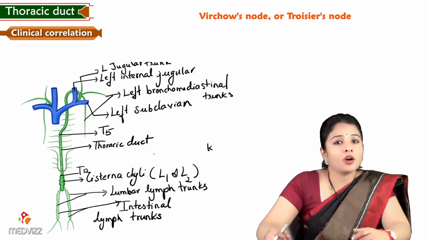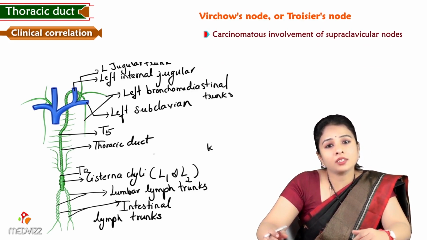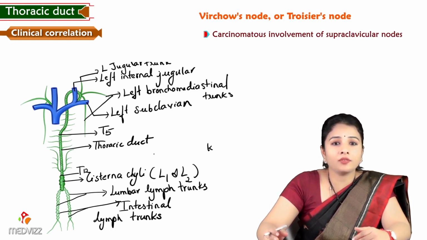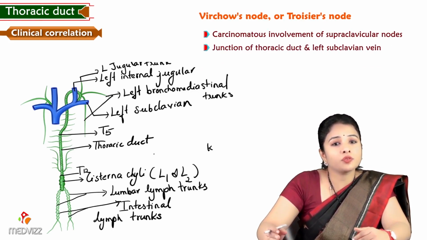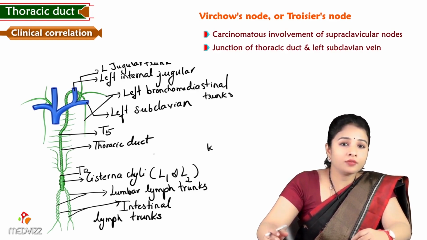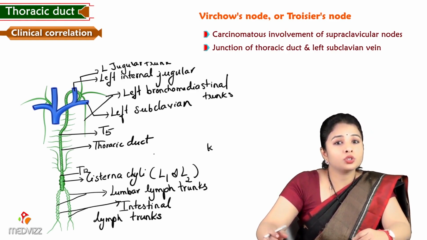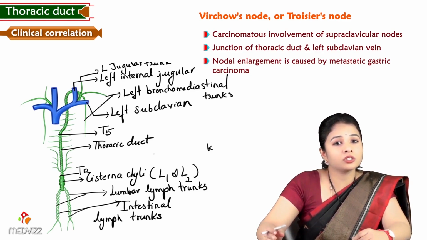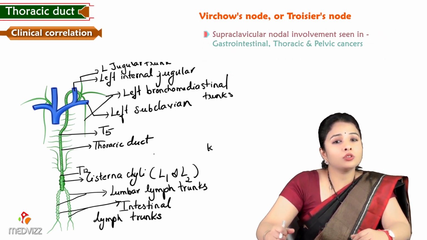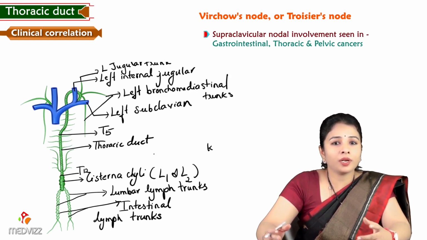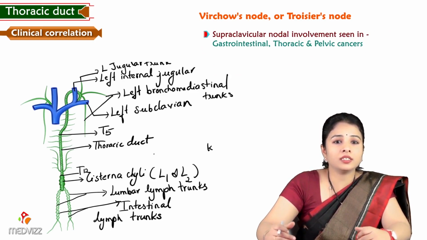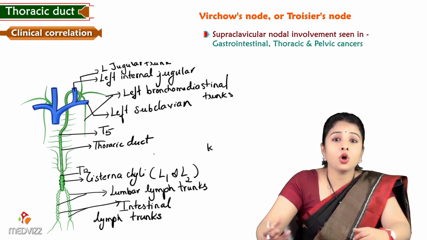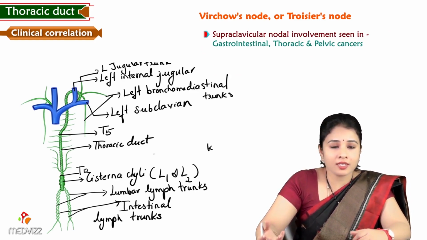Virchow's node or Troisier's node. It refers to the carcinomatous involvement of supraclavicular nodes at the junction of thoracic duct and the left subclavian vein. So usually nodal enlargement is caused by the metastatic gastric carcinoma. Although supraclavicular nodes involvement can also be seen in other gastrointestinal or thoracic and pelvic cancers.